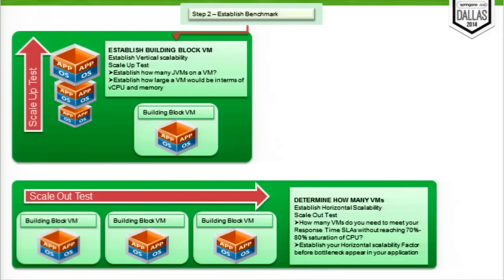These 3 VMs are actually configured into a load balancer pool. And the load balancer uses a least connection algorithm. It will send traffic in a round-robin fashion to the VM that has the least number of connections.